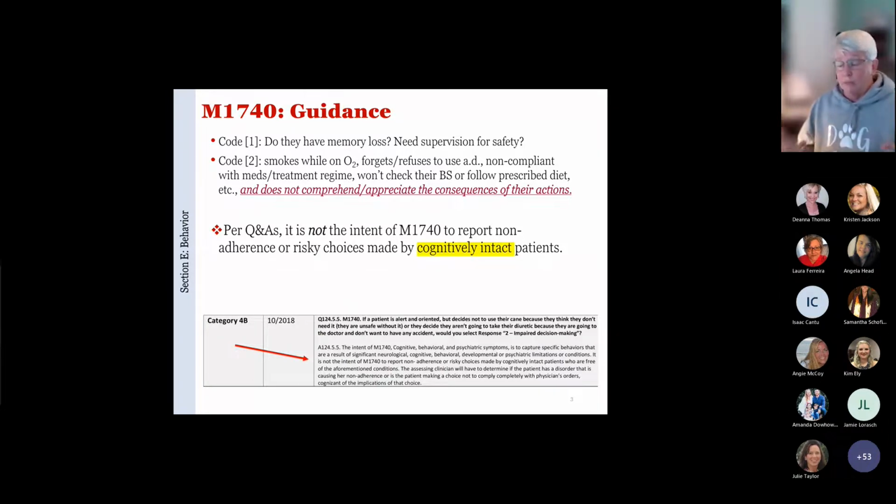And they just answer based on that. And when I say they, I'm talking about the clinicians who are filling out the OASIS. But we want to be sure that the codes 1 and 2 are being used appropriately. So code 1, do they have a memory loss?